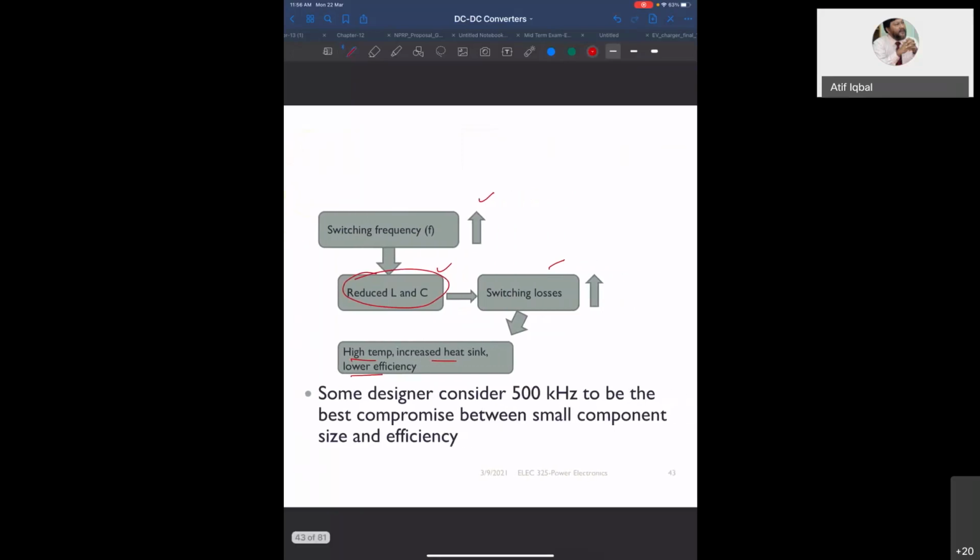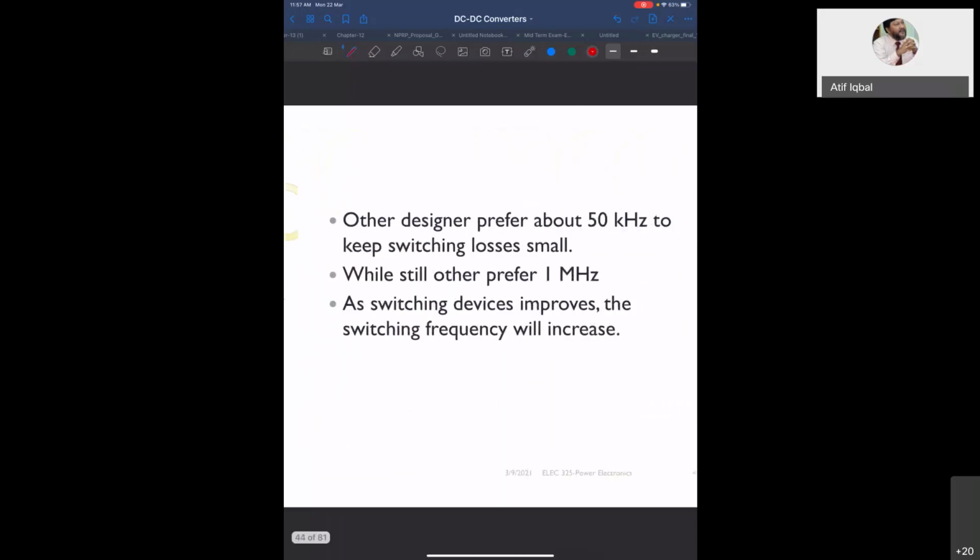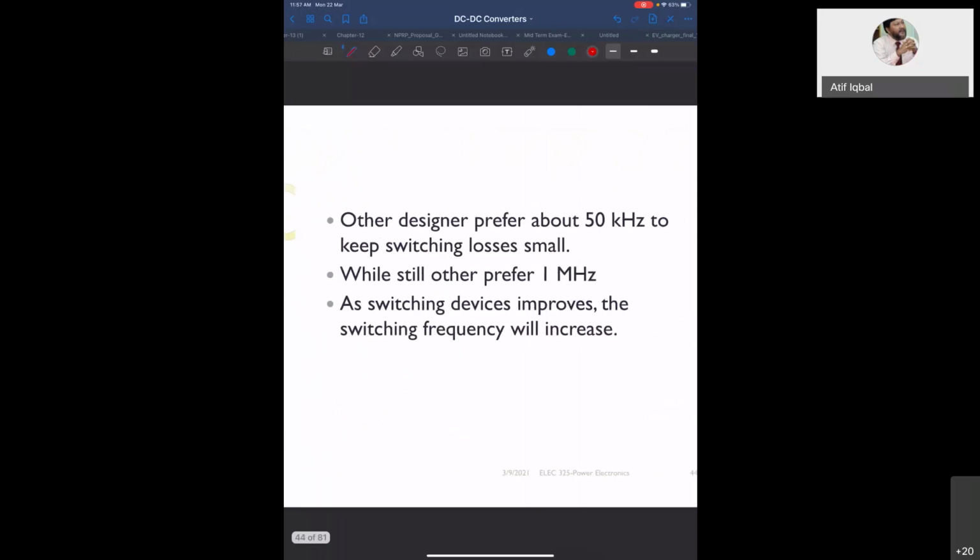So now some designers choose 500 kilohertz, the best compromise between a small component size and efficiency. Any question? Now other designers prefer 50 kilohertz to keep switching losses small, while still others prefer 1 megahertz.